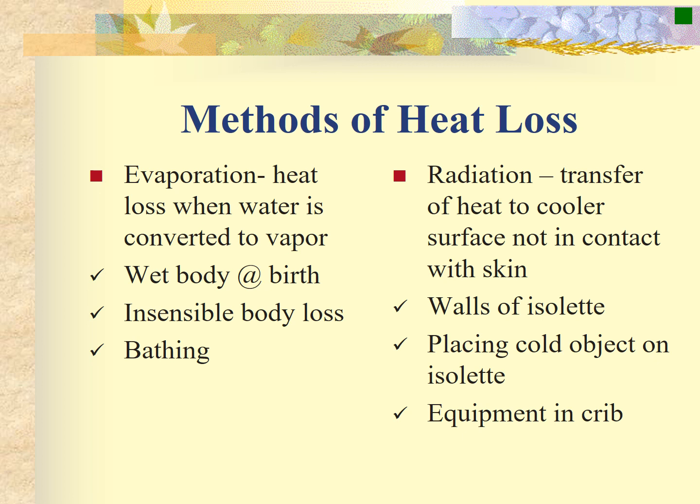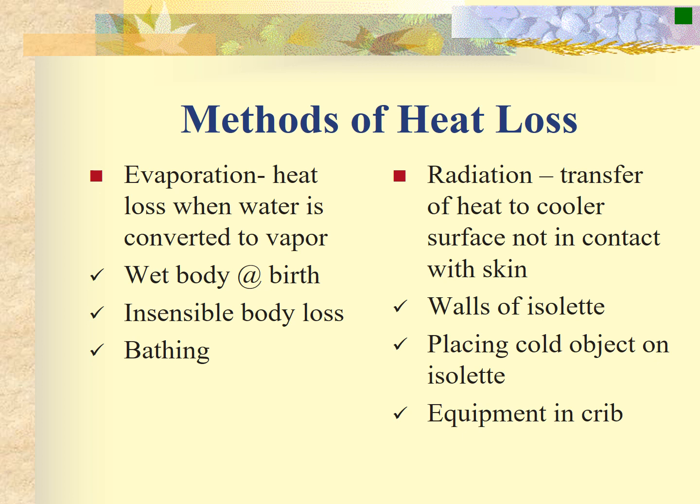Radiation is transfer of heat to a cooler surface not in contact with the skin. So when you have a baby laying in an isolate or laying in their little crib, the walls of that isolate are plastic generally, and that can be a method by which the heat goes from the baby to those plastic walls. Also, if there's any cold object placed on an isolate or any equipment in the crib that's in there, that can cause radiation heat loss.